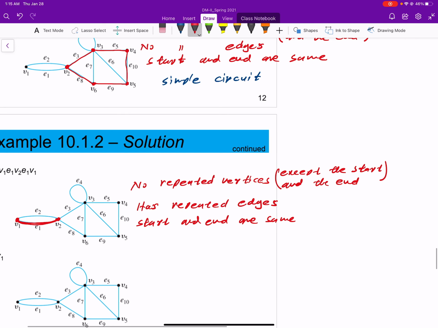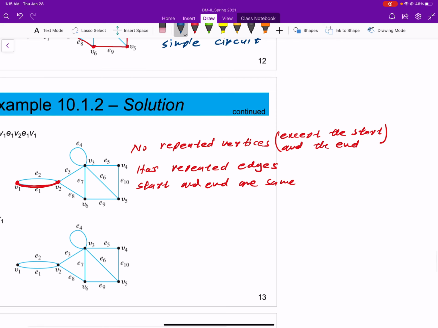All right. Okay, so this is a closed walk. Okay, this is a closed walk because it starts and ends at the same place. It has only repeated edges. Okay, this is a closed walk.